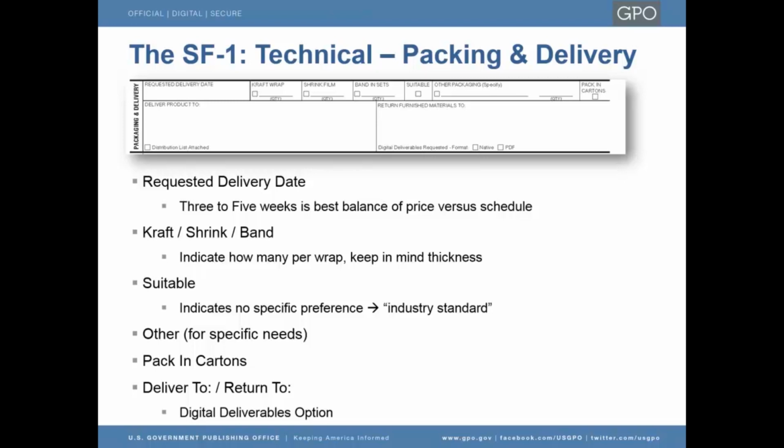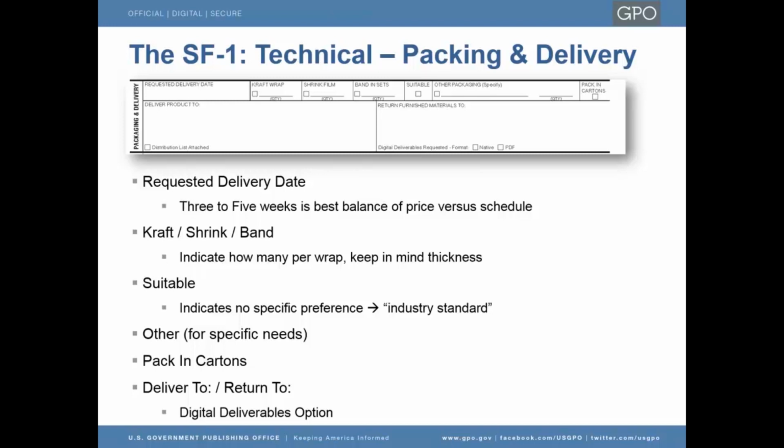That said, GPO can meet any delivery date that is physically possible to produce your product in. Same day and short run turnarounds are possible, though we always advise on how to save money when possible. In the craft wrap, shrink wrap, or band fields, you will indicate whether you need one of the 3 internal wrapping methods and how many items per wrap you desire. Keep in mind the total thickness of your wrapped item. Excessive thickness can be impractical.